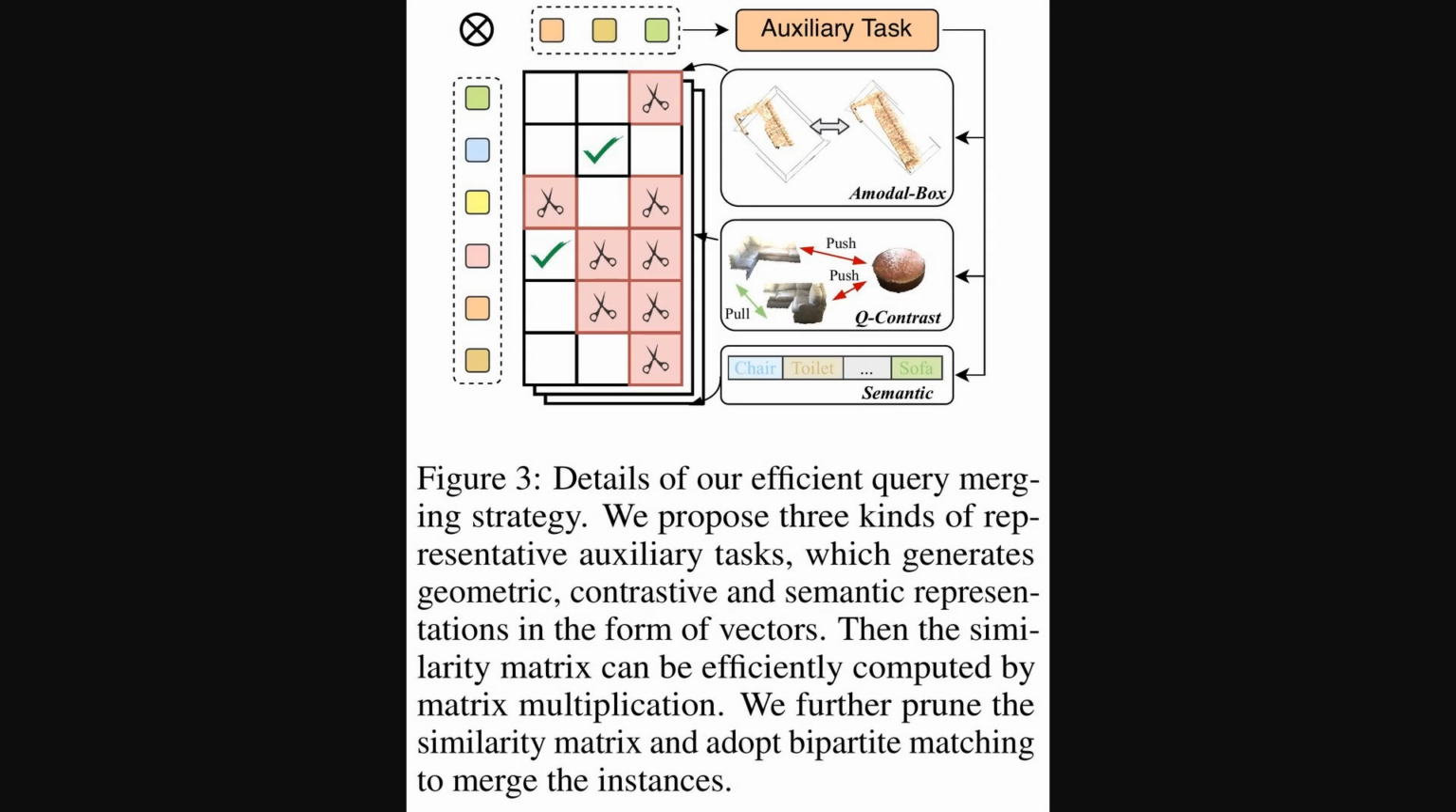So, following how those 3D queries are refined and ultimately merged, Figure 3 here details that efficient merging strategy. It employs 3 auxiliary tasks, which are like specific helper training goals, to make the object descriptions really distinctive. There's a geometric task for overall shape, a contrastive one for telling different instances apart, and a semantic one for object categories like chair. These tasks help generate unique numerical summaries or vectors for each object. The system then efficiently compares these vectors, prunes less likely matches, and uses bipartite matching, an algorithm for finding optimal pairings, to consistently track objects across video frames.